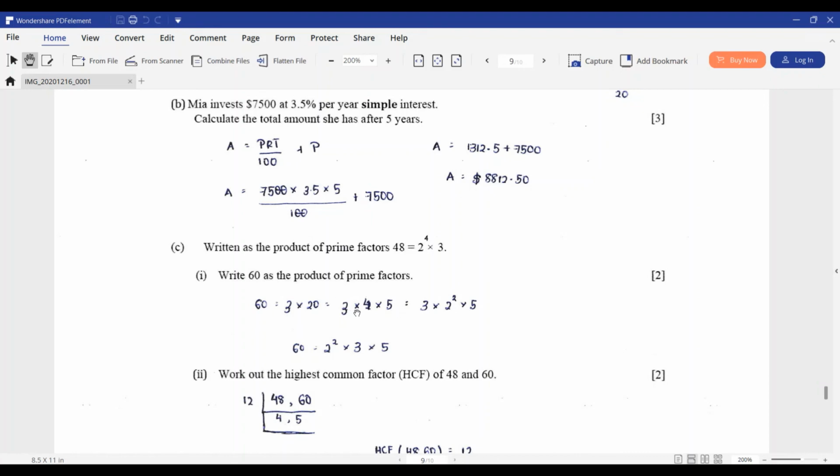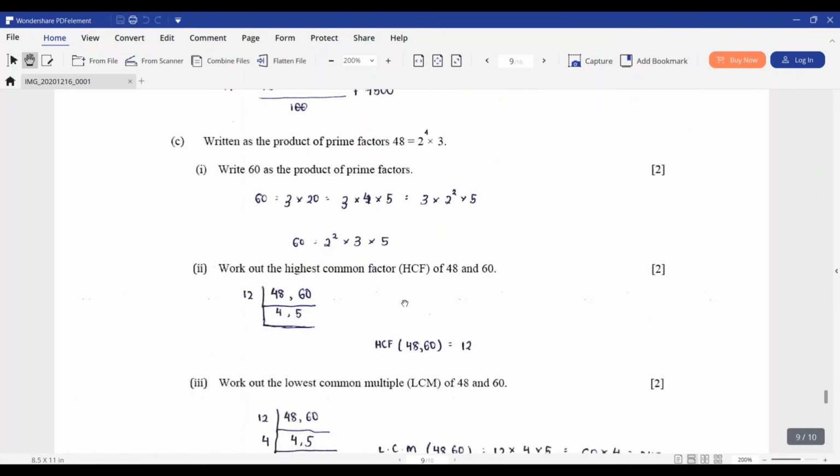Now how can 4 be expressed as prime numbers? 2 squared. 2 times 2 is 4, and 2 is a prime number. So this 3 times 4 times 5 is basically the same as saying 3 times 2 squared times 5. So 60 is equal to 2 squared times 3 times 5 as the product of prime factors. Now work out the highest common factor of 48 and 60.